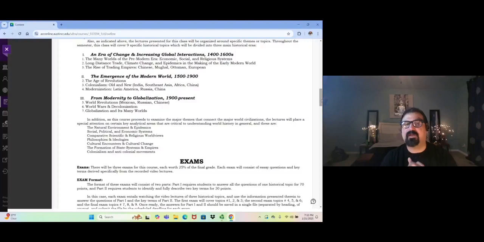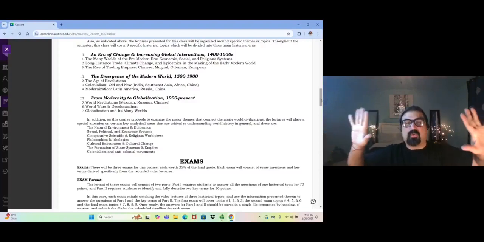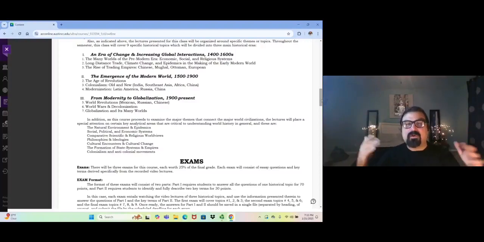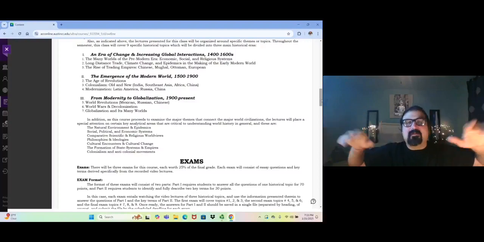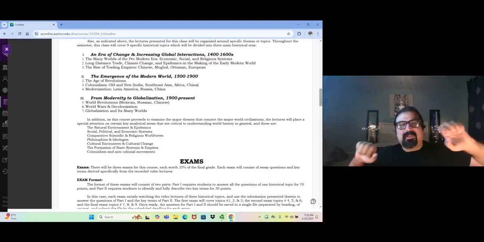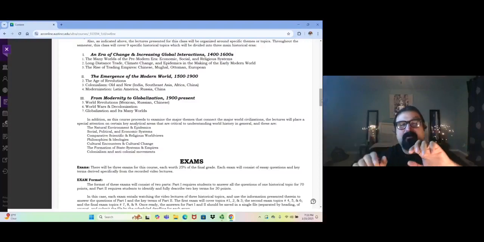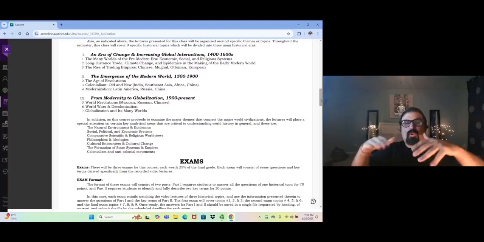And then the second topic, long distance trade, climate change, and epidemics in the making of the early modern world, starts looking at the process by which the world as it was prior to the emergence of the modern world, this very traditional, ancient way of life, began to be disrupted by a series of phenomena that emerged around the 12th, 13th and 1400s.